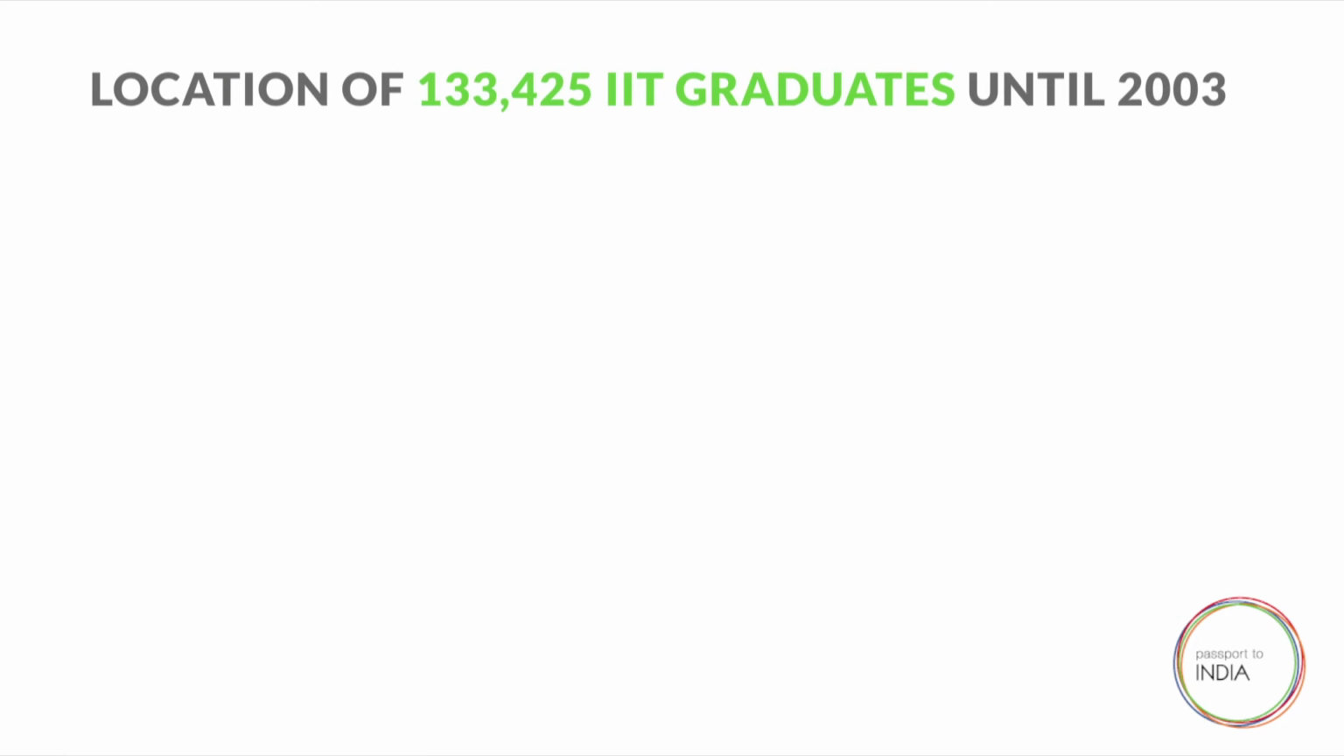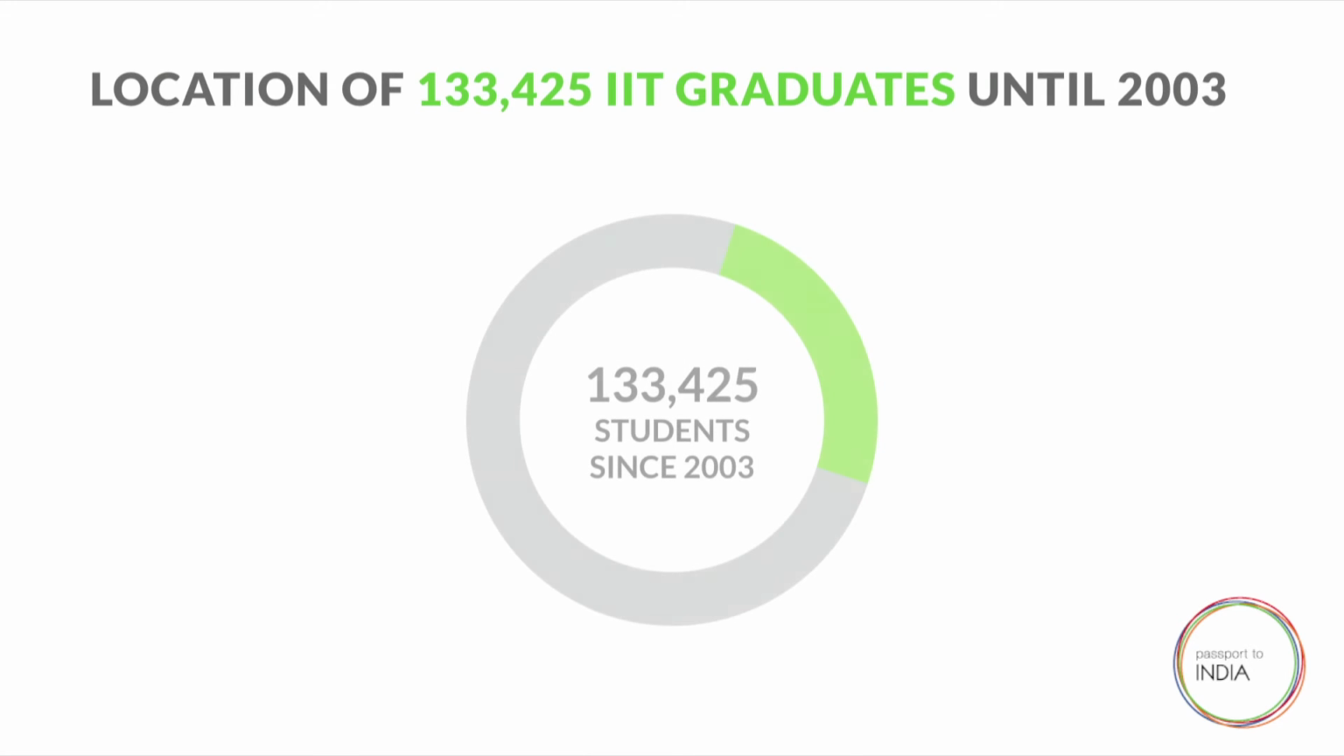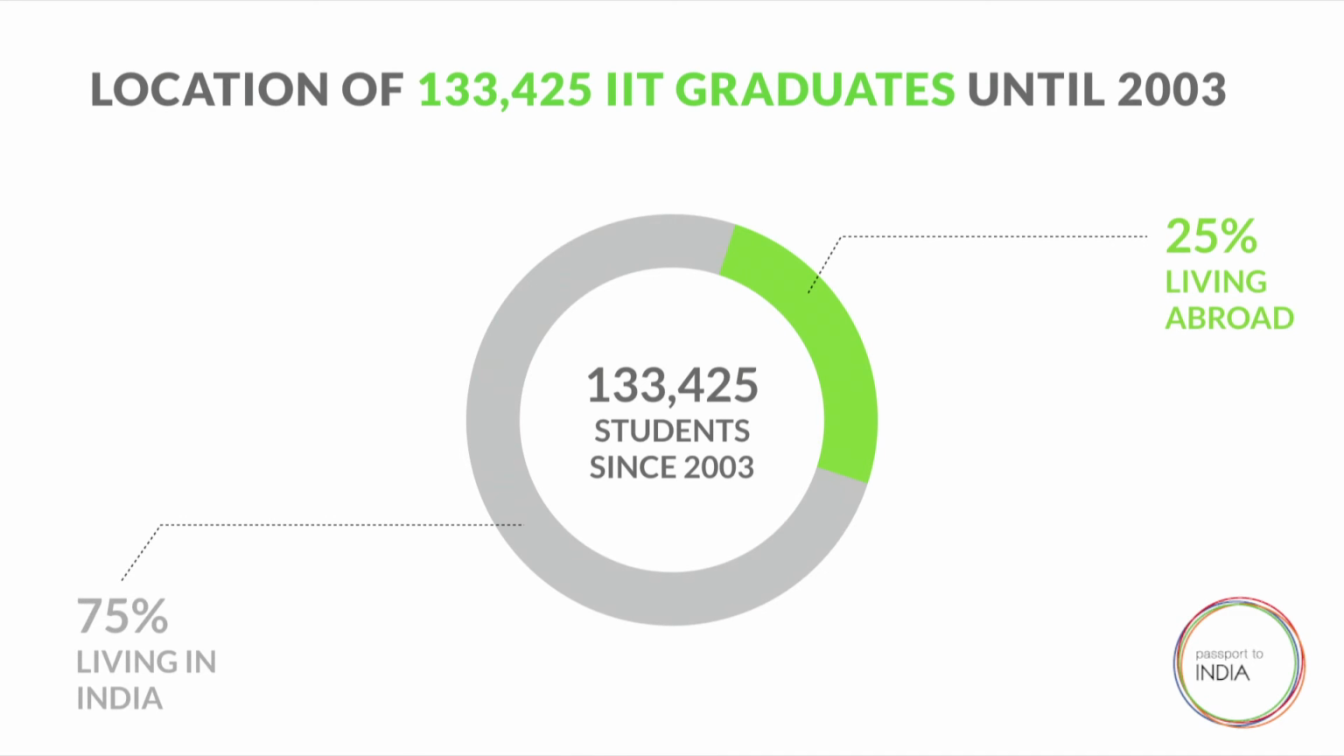A few studies point to a broader image of the state of brain circulation in India, particularly among IIT graduates, those prestigious engineering institutes. The 2004 report of the IIT Review Committee estimated that the IITs of Bombay, Madras, Delhi, Kanpur and Kharagpur had trained approximately 133,425 students until 2003. 75% of these alumni were living in India and 25% still abroad. The sentiment for staying here or returning to India is likely even stronger today.